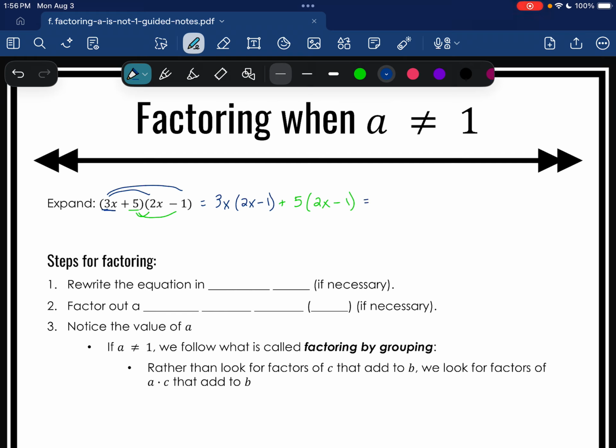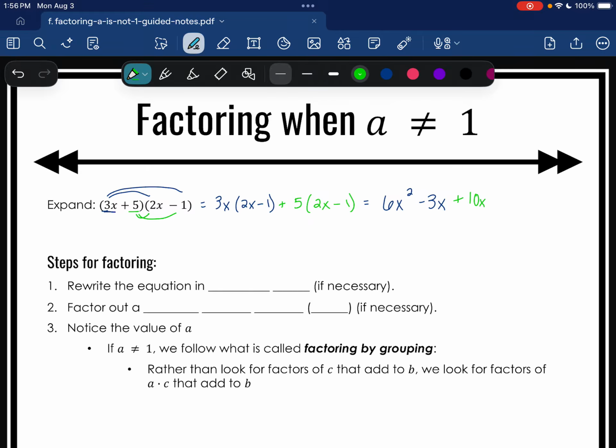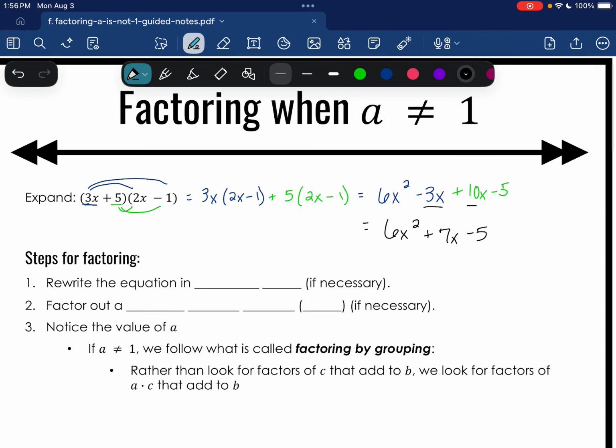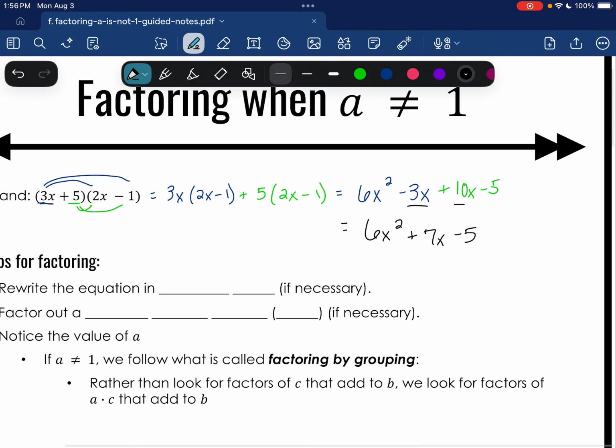All right, so now let's fully distribute here. So this is going to look like 6x squared minus 3x plus 10x minus 5. All right, so we've distributed. Last thing is we have these like terms here that we're going to want to combine. So we're going to be left with 6x squared, and then we'll have plus 7x minus 5. And that is our standard form here. So 6x squared plus 7x minus 5 and 3x plus 5 times 2x minus 1, those are equivalent, right? They're just different ways of writing the same expression.